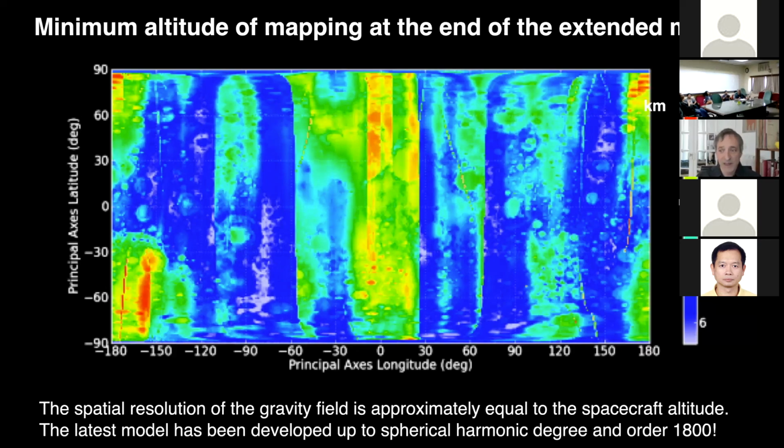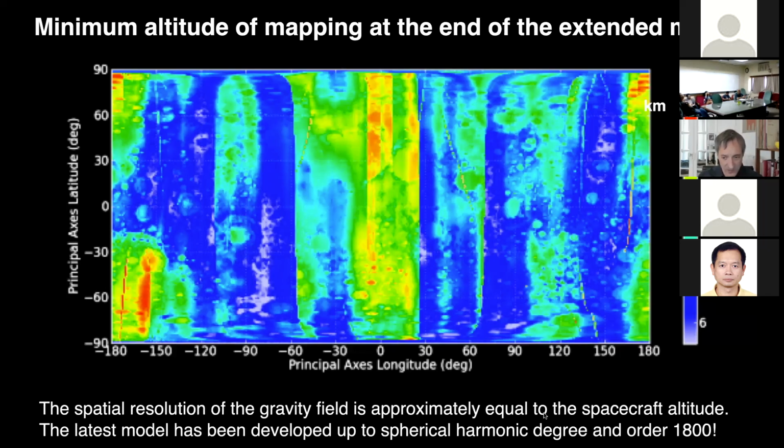However, if you look at this, you'll see that there are several regions where the minimum altitude of the spacecraft is considerably lower. In blue, this is roughly about 10 kilometers above the surface. And in this kind of gray color here, we are only a few kilometers above the surface. So even though the GRAIL gravity map has an average spatial resolution of about 20 kilometers, in some places we can actually go down to kilometer scale resolutions.